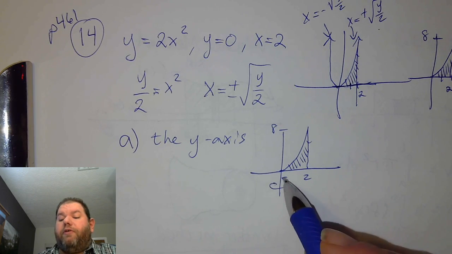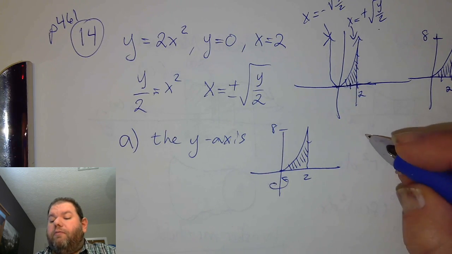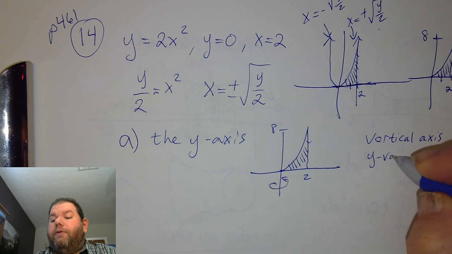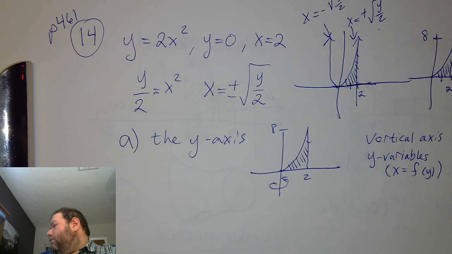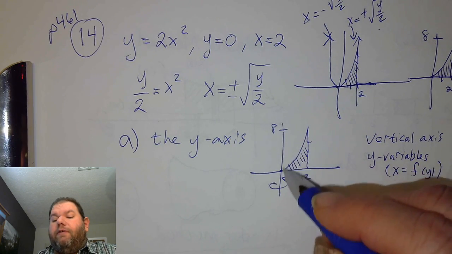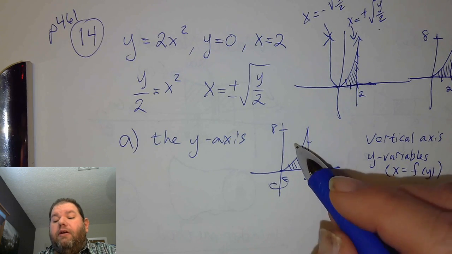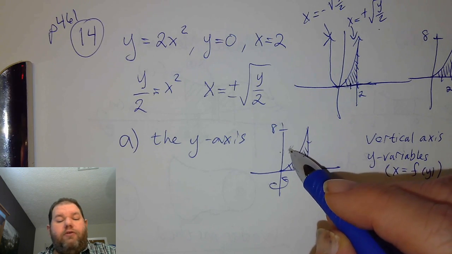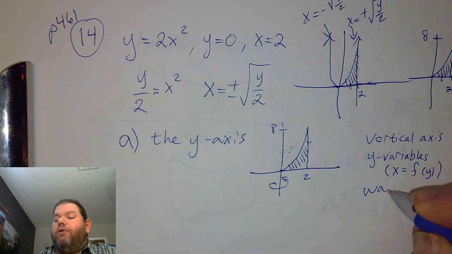Because we're going around the y-axis, that means we have a vertical axis of revolution. So we're going to use y variables, which means x is equal to a function of y. And if we look at this axis of revolution and the shaded region that we're revolving around this axis, there is some empty space here between the axis and the shaded region. So we know we're going to have to use a washer method to be able to subtract the empty space from the figure that's revolved. So it will be a washer method.